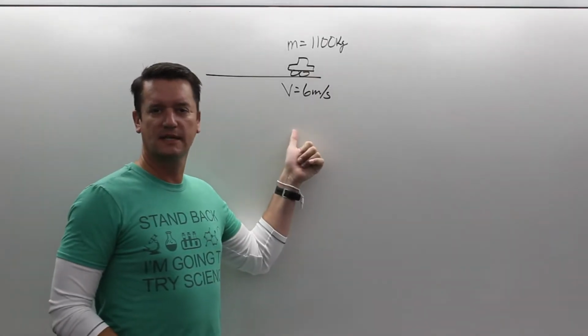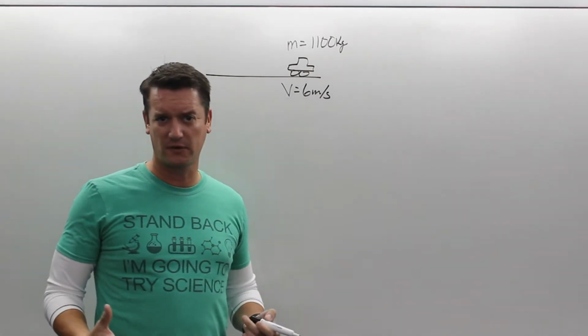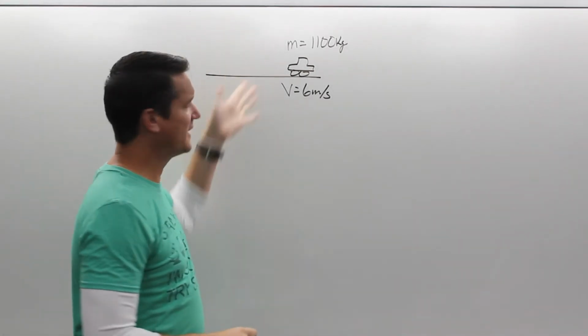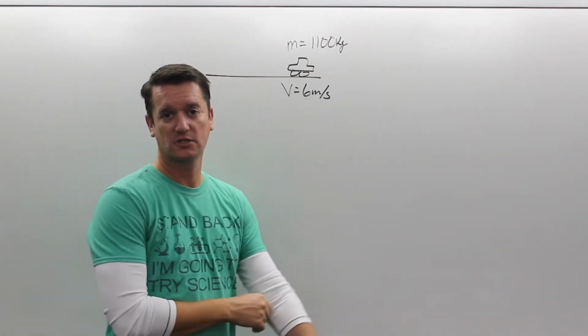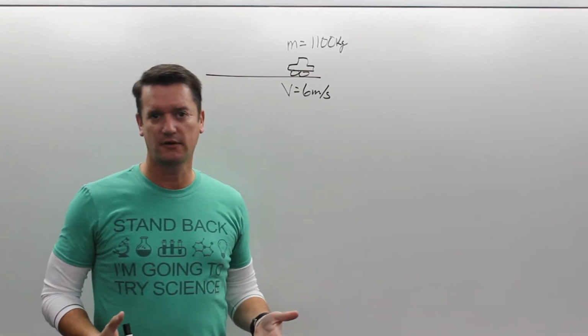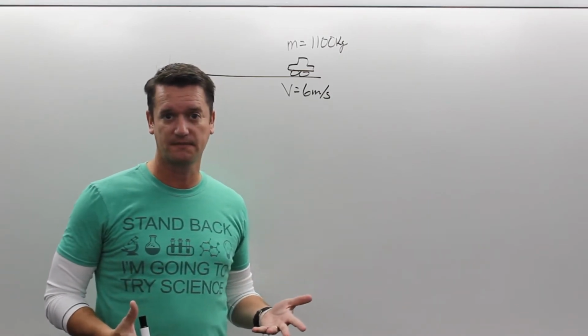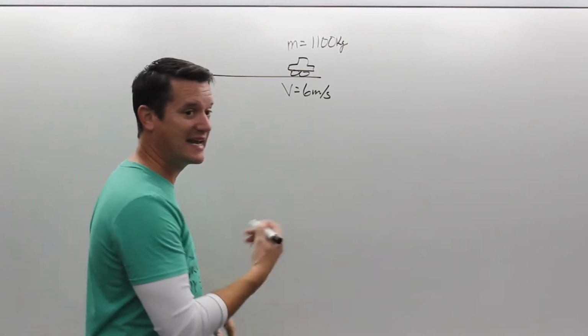Okay, let's take a look at this example with this car. We can describe the motion of this car in several different ways. I have a kinematic description of the motion of this car. It's traveling 6 meters per second. It has a mass of 1,100 kilograms. That would be kind of a kinematics. I'm describing the velocity of the car. I can also describe the kinetic energy of the car.